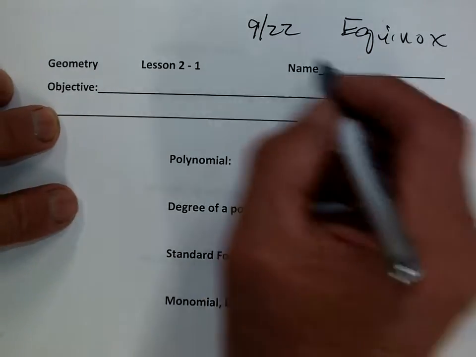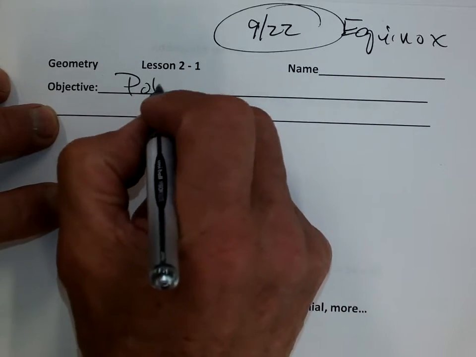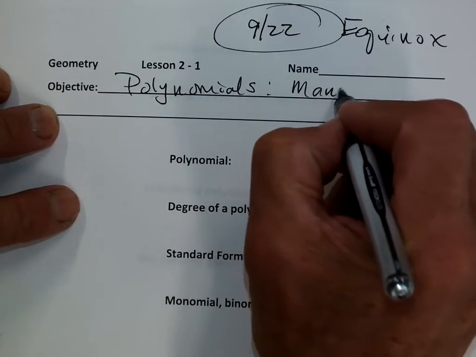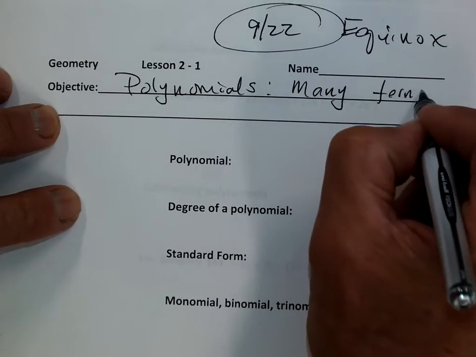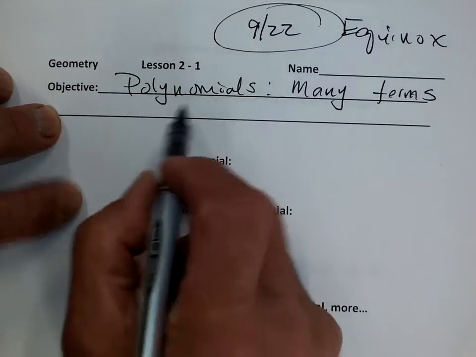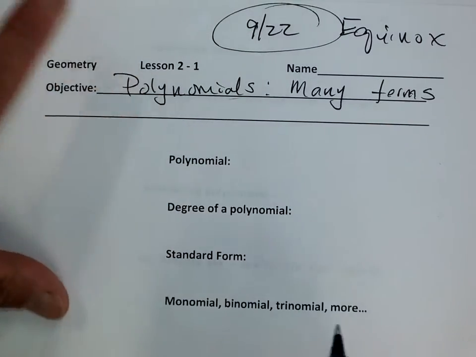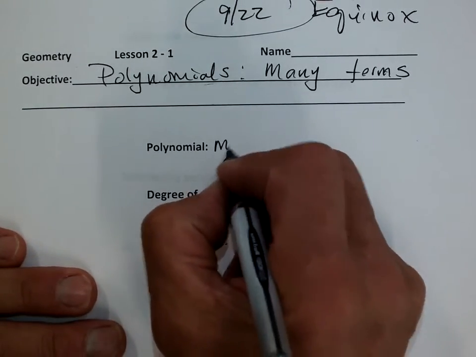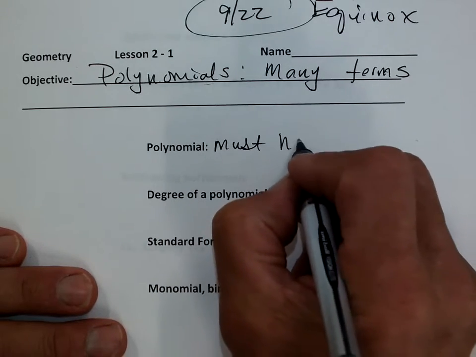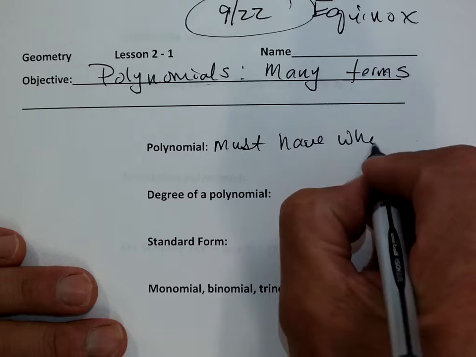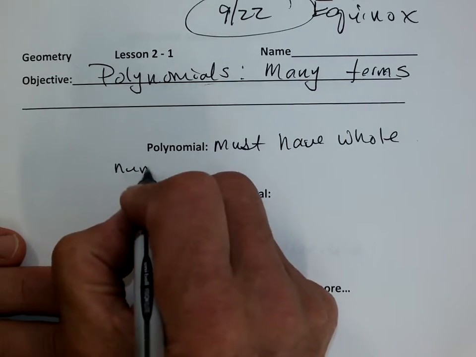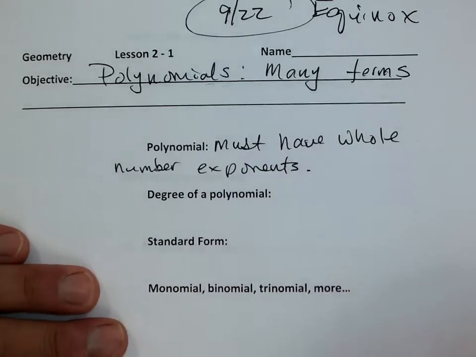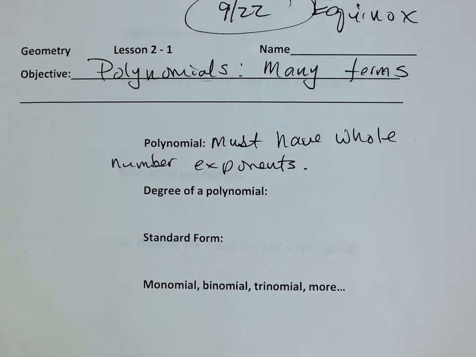Okay. So today, what are we talking about? Polynomials. Polynomials mean many terms. Poly means many, nomials means like numbers. Many numbers, many terms, okay? So to be a polynomial, it must have whole number exponents. Okay, go ahead and write that down. To be a polynomial, it must have whole number exponents, okay?